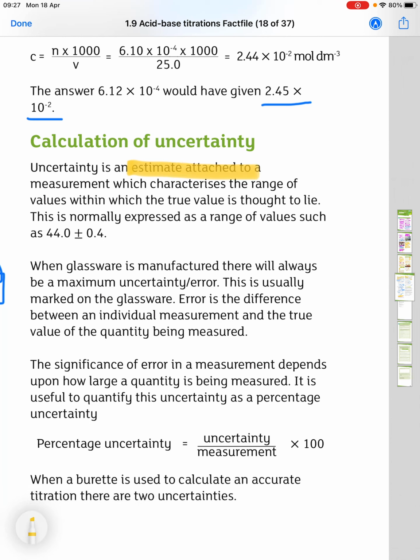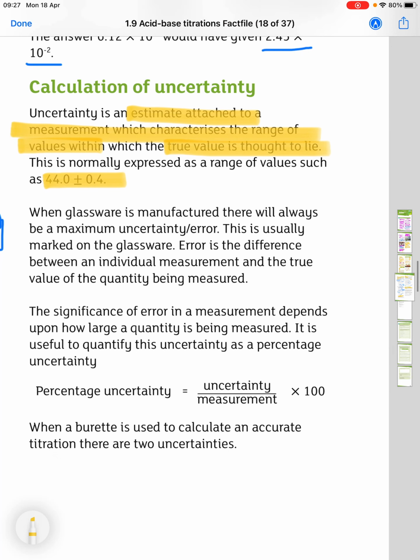So the calculation of uncertainty then is important. It's an estimate attached to a measurement which characterises the range of values within which the true value is thought to lie. It's normally expressed as a range of values such as 44.0 plus or minus 0.4. So when glassware is manufactured, there's always a maximum uncertainty or error. It's usually marked on the glassware.